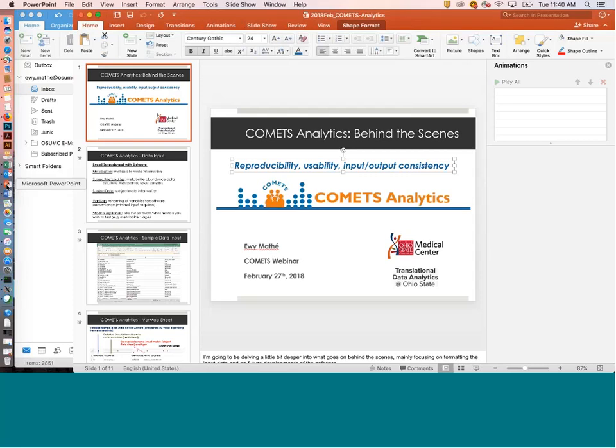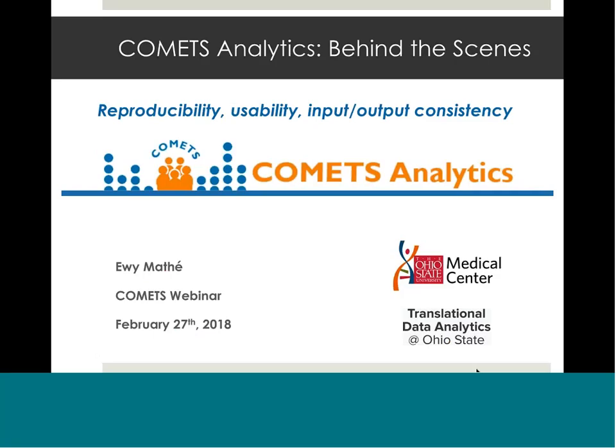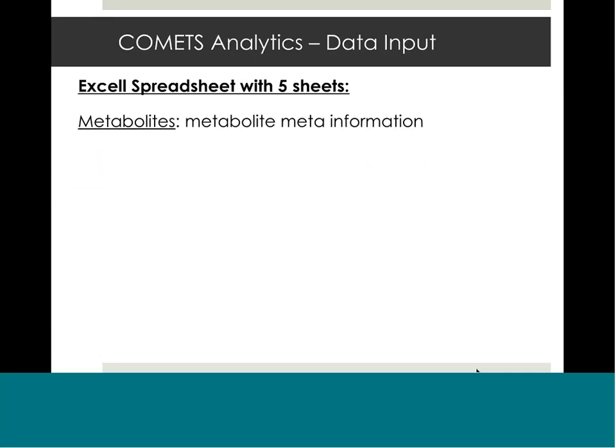Okay, great. All right, so hopefully now everybody has a clearer idea about how to use COMETS Analytics, and I want to take some time and talk a little bit more about what goes on behind the scenes, particularly what goes into the software and what comes out. A lot of the software was really designed with reproducibility, usability, and the consistency of the input and output. And in terms of the consortium, that's very important when thinking about doing the meta-analysis and ensuring that all the data is formatted properly going in and that the output is consistent for performing the meta-analysis.